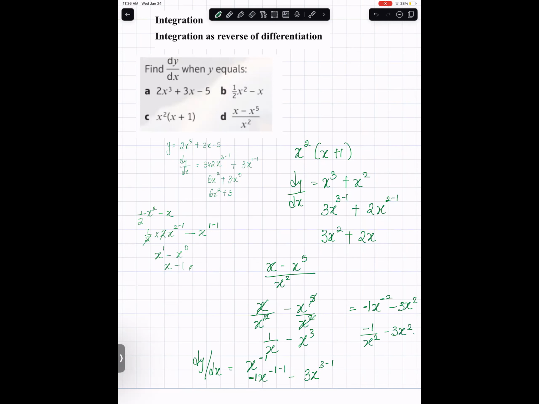So this is how to do your basics of differentiation. So let's move further to see more applications of differentiation to solving integration.